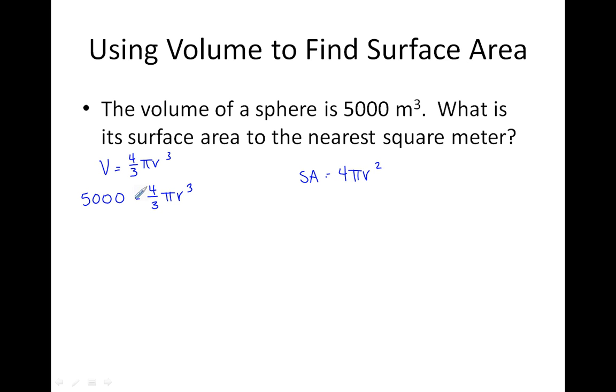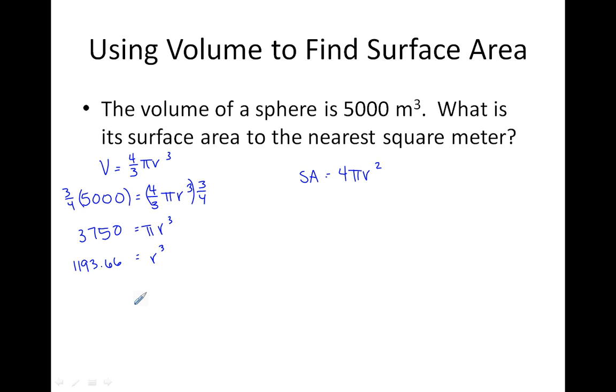Okay? So I need to isolate r, so I'm going to multiply both sides by 3/4. And I do that because it will cancel my 4/3. So I have pi r cubed equals, and then 5,000 times 3/4, we get 3,750. Now divide both sides by pi, I get r cubed equals 1193.66. I'm just kind of rounding.